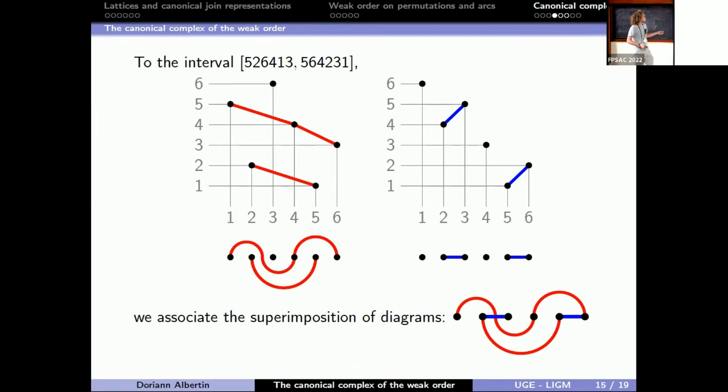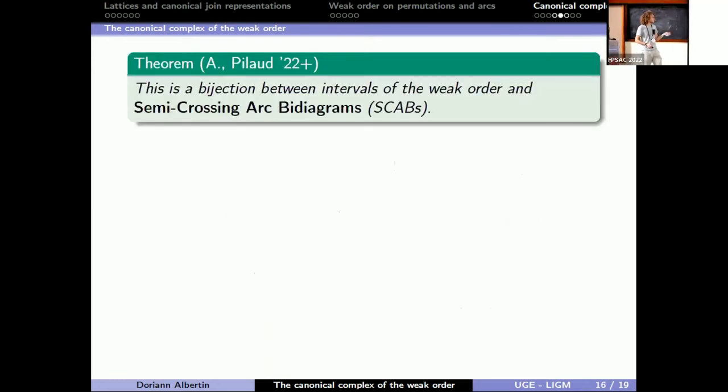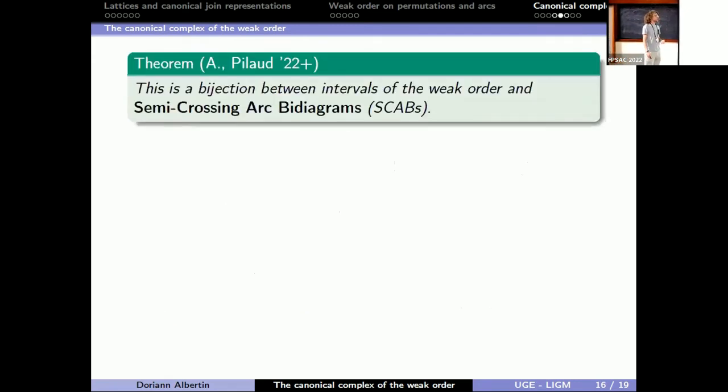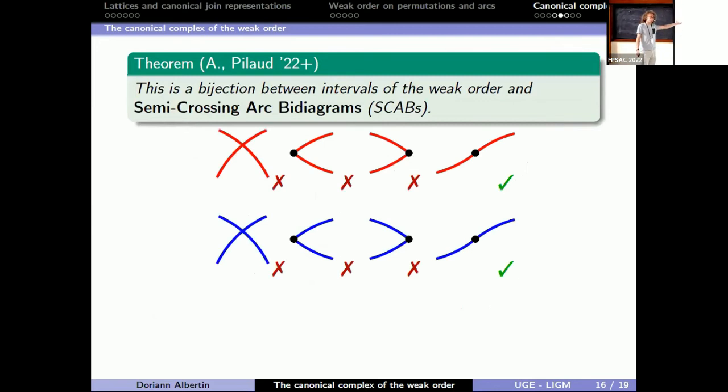It's quite obvious that this is going to be injective because this map is injective and this one as well. So it's injective, and it's bijective on its arrival set, but I have to say what this arrival set is in terms of combinatorics. So these are what we call the semi-crossing arc bidiagrams. So what are the constraints on this? We've seen that we can have crossings, so things can happen. So of course, I want the red one to be a non-crossing arc diagram.